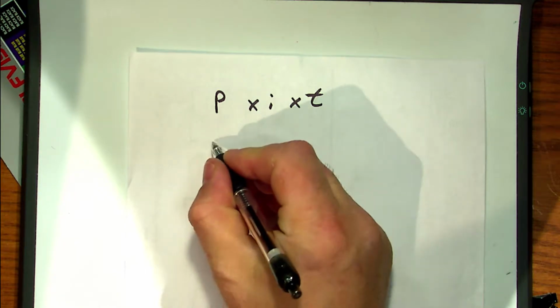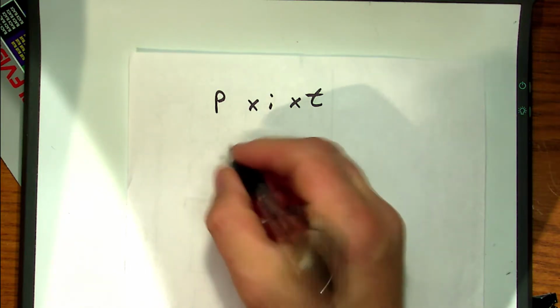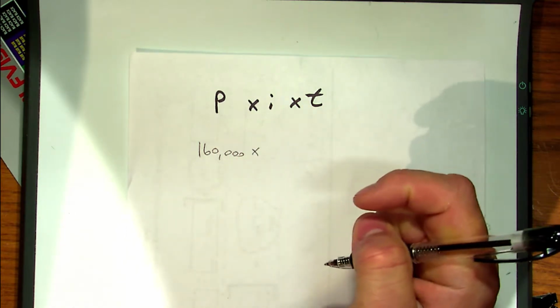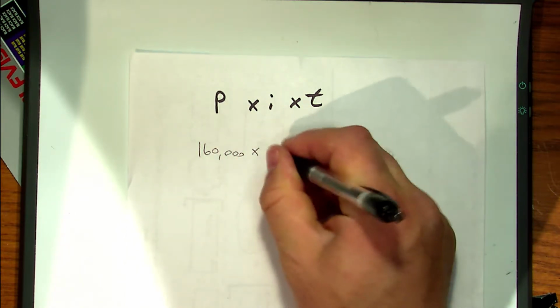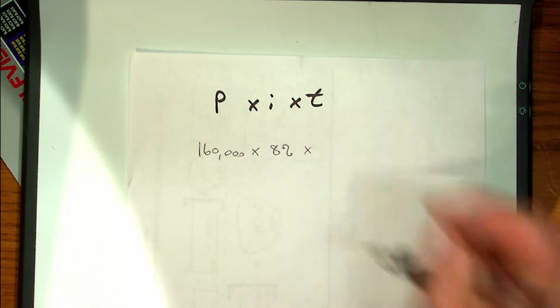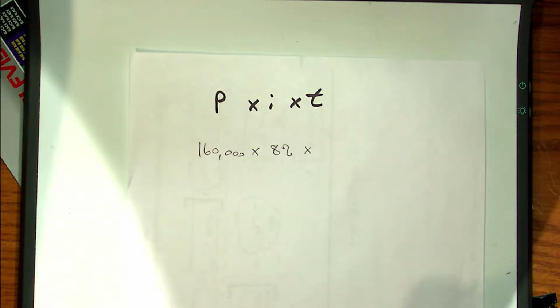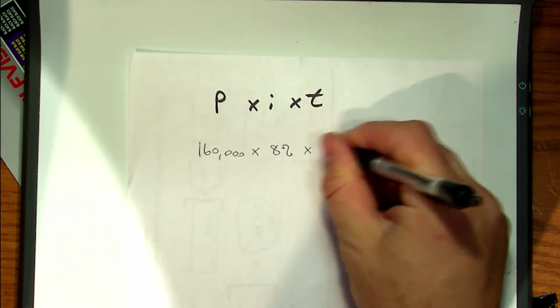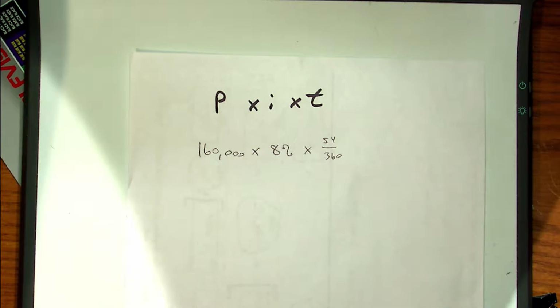We're going to take the principal of $160,000 times the interest rate of 8%, right? What time factor did you guys use? 54 divided by 360. Okay, did anybody else get that? She counted the days between November 7th and December 31st, and it was 54.